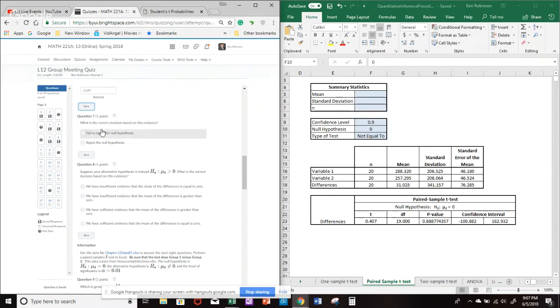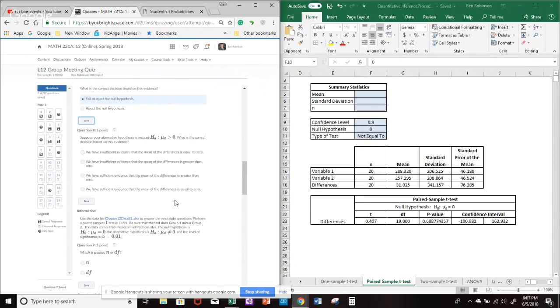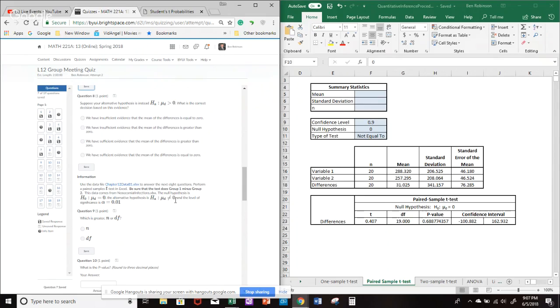Okay, and then it says, what is the correct decision based on this evidence? It is to fail to reject, and that's because the p-value is over 0.05. Okay, I agree.